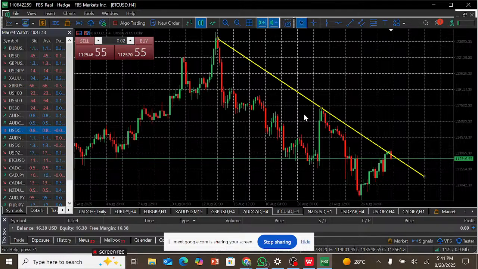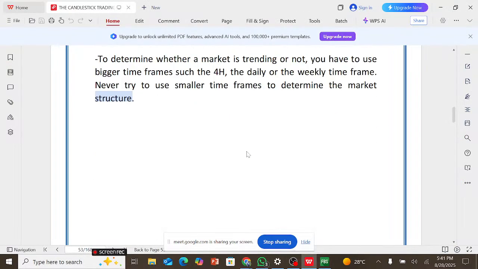So when the market is going up, we look for the buying opportunity. And when the market is going down, we look for the selling opportunity. When the market is sideways, we can trade both buying and selling. Okay, let's first finish this.